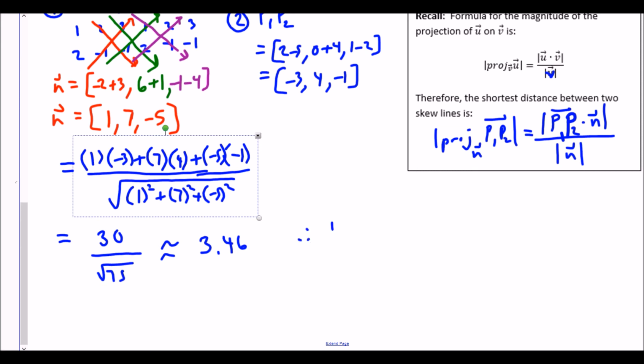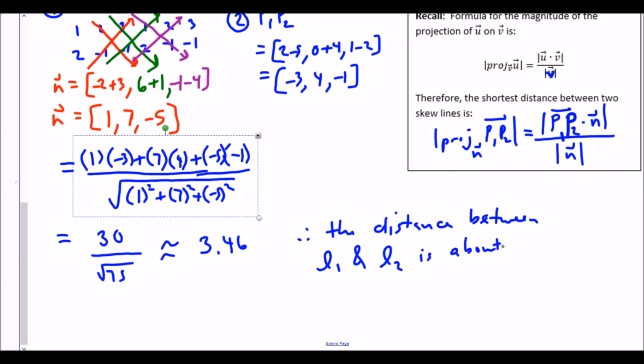Therefore, the distance between line 1 and line 2 is about 3.46 units. And again, it is the shortest distance.